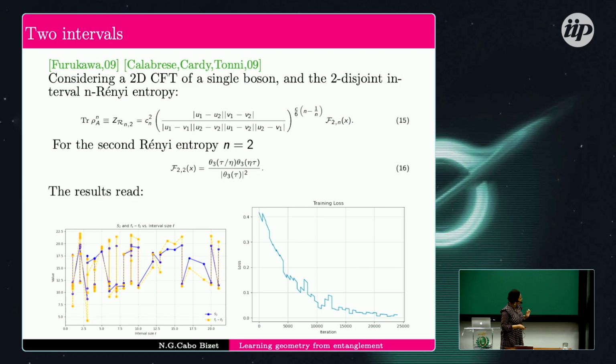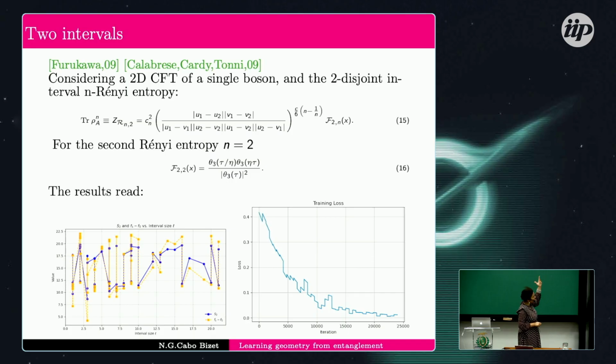Okay, I'm sorry, this plot looks a little bit ugly, but I'll explain it. One interval is not enough, because this is just like fitting one curve, no? It doesn't have the whole information of the entanglement features of the problem. So next we did two disjoint intervals. For two disjoint intervals, if you have a boson CFT, there are some Jacobi functions. If you have n intervals, there will be some Riemann theta functions.